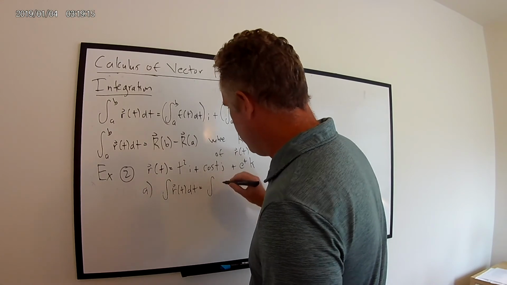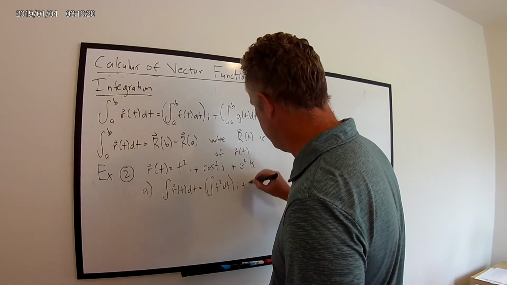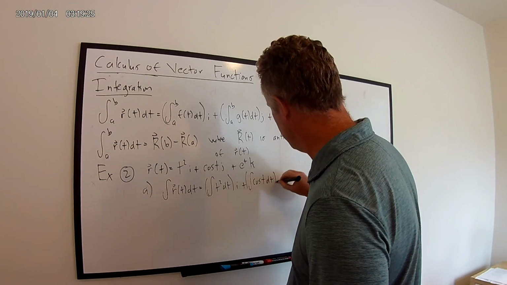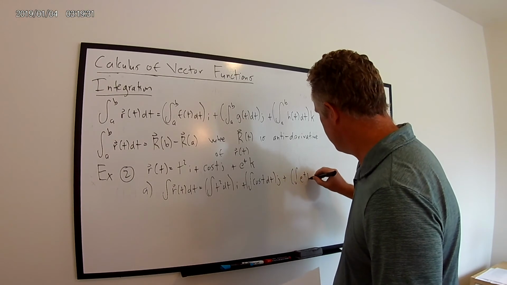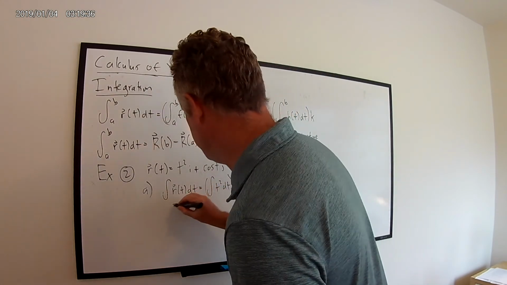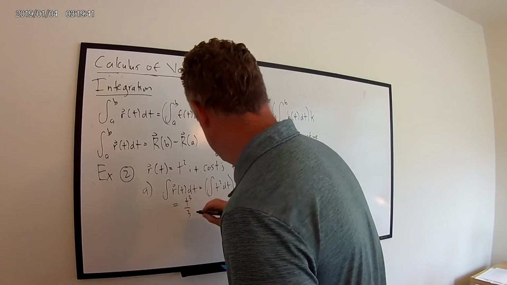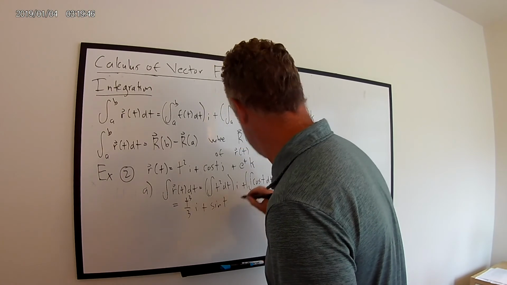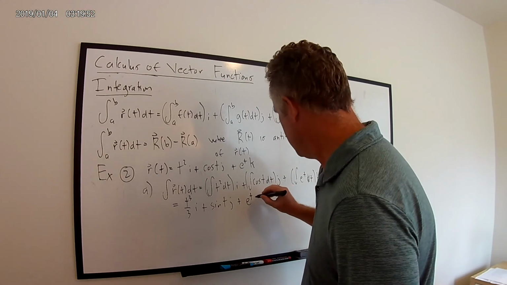So this will equal the integral of t squared dt times i plus the integral of cosine of t dt j plus the integral of e to the t dt times k. And if we integrate each one of these, we get t cubed over 3 i plus sine of t j plus e to the t k.